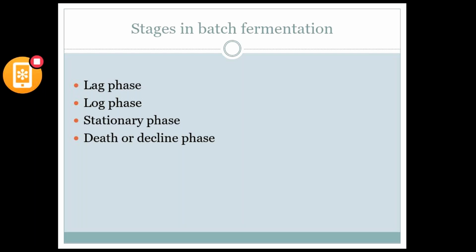That means the replication capacity decreases. And when the replication capacity decreases, some of the microorganisms die. So in the stationary phase, we can observe that the number of multiplying organisms will be equal to the number of dying microorganisms.